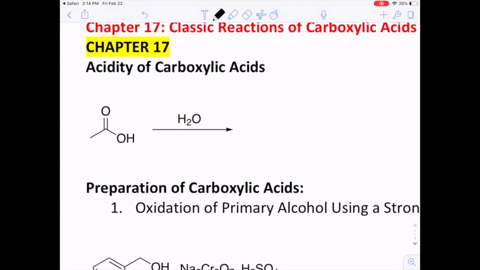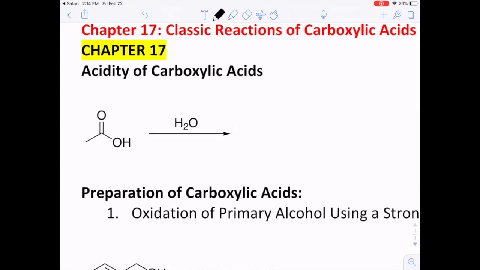So the first thing that we're talking about in Chapter 17 is the acidity of carboxylic acids. As the name implies, these functional groups are acidic species. If you place this molecule in some sort of basic media like water, or anything with a pKa over 5, like sodium amide, NaNH2, or some source of hydride like NaH, these are all sufficient bases that can deprotonate that hydrogen on the carboxylic acid.